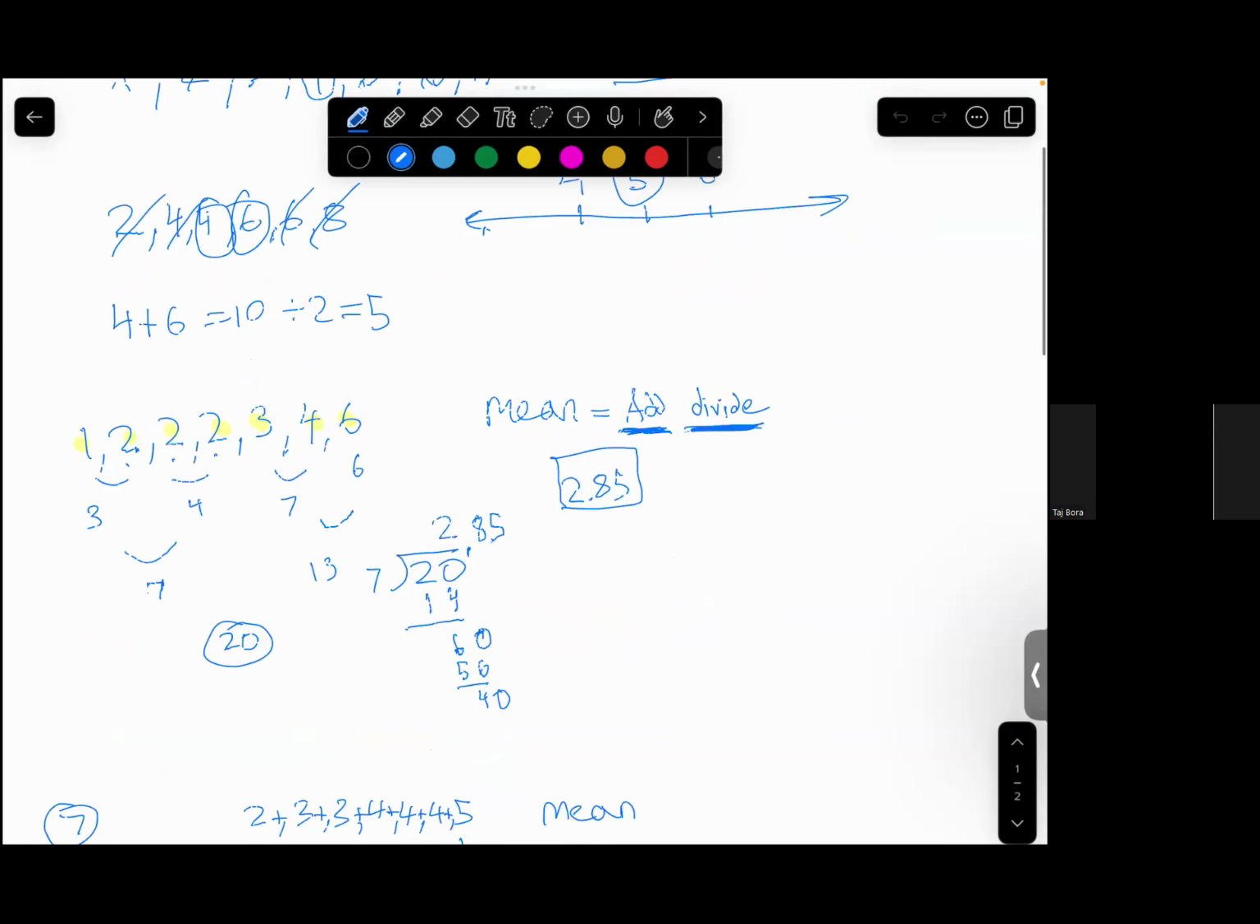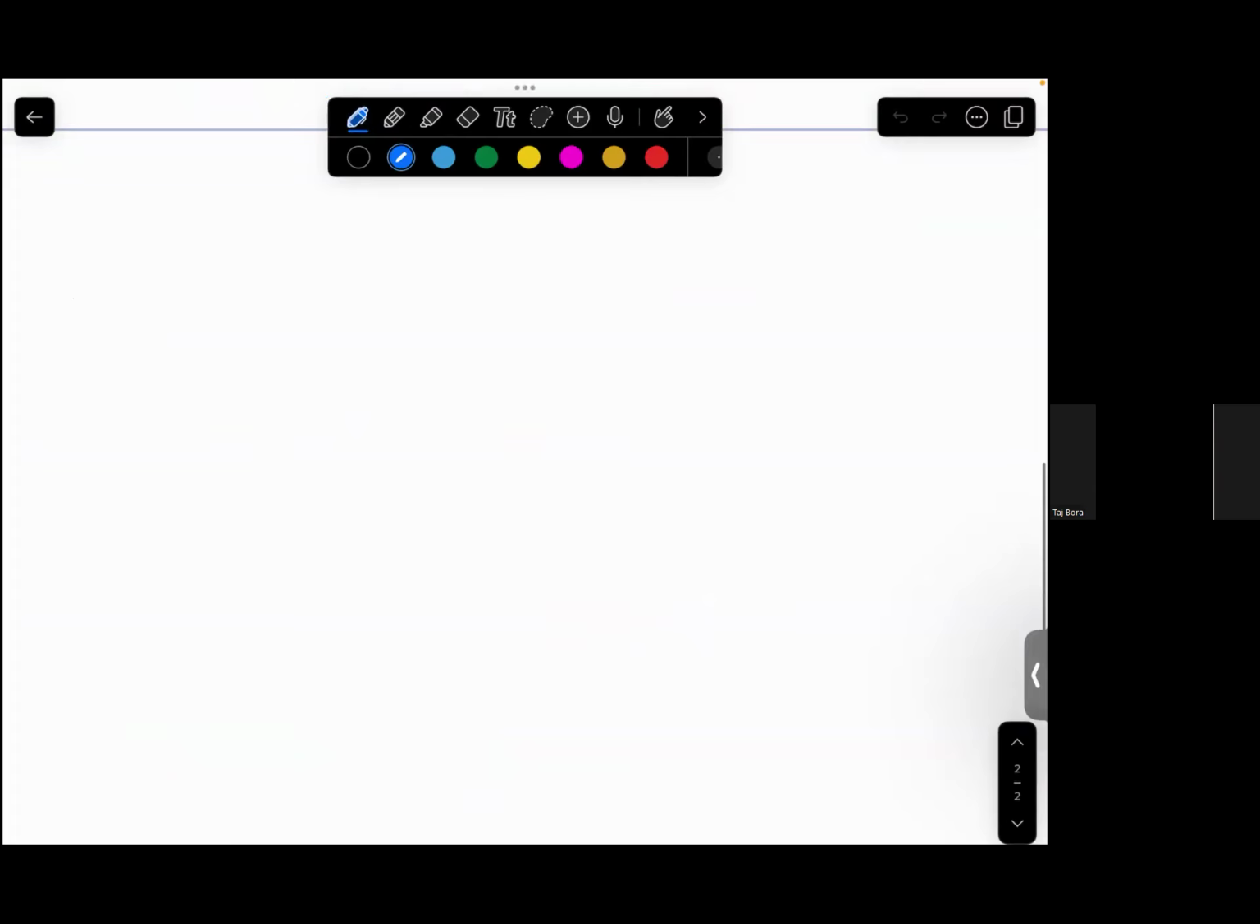Okay, so this question is a little bit tricky, which is why I'm going through it with you. But I just want to show how mean, median, and mode can be used in real life scenarios. So we are given the numbers.